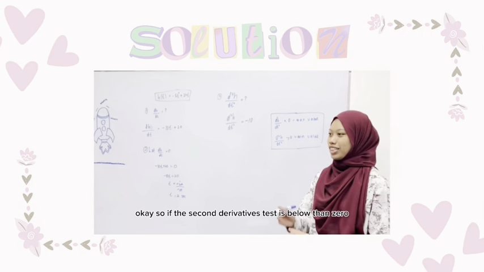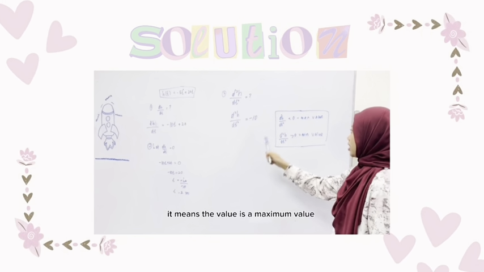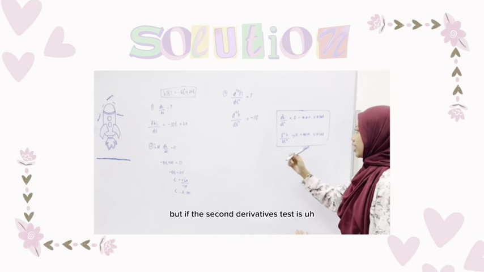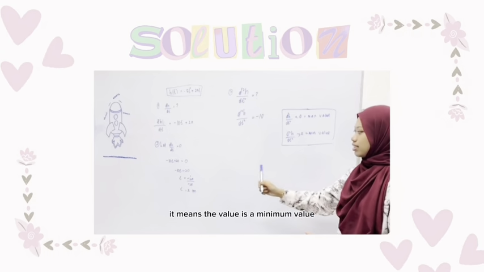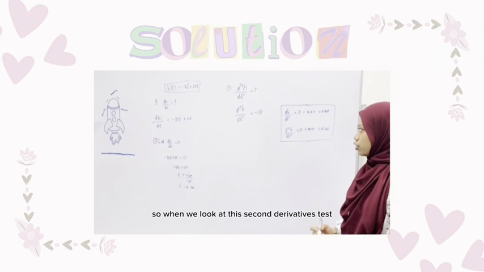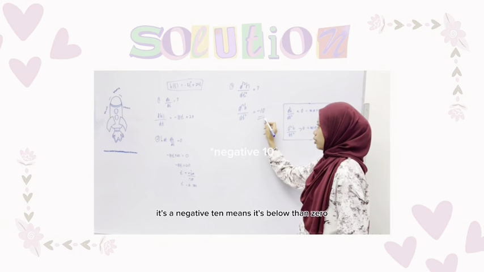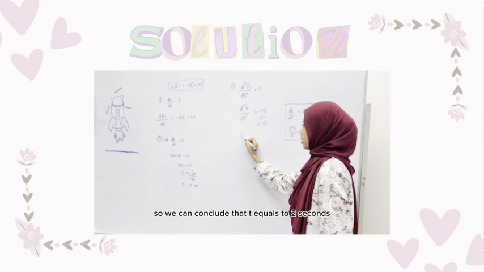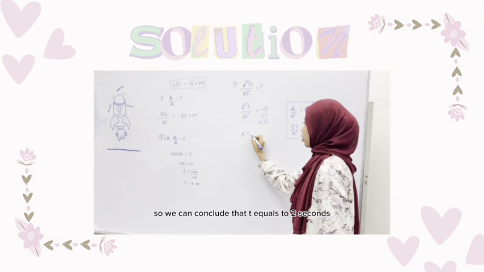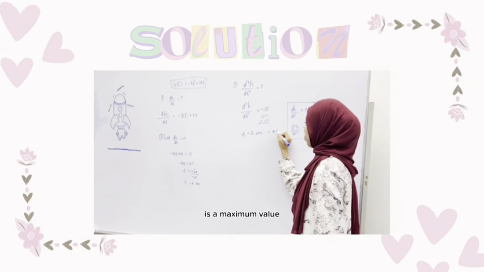Okay, so if the second derivative is below 0, it means the value is a maximum. But if the second derivative is more than 0, it means the value is a minimum. So when we look at this second derivative, it is negative 10, which means it's below 0. So we can conclude that t equals 2 seconds is the maximum.